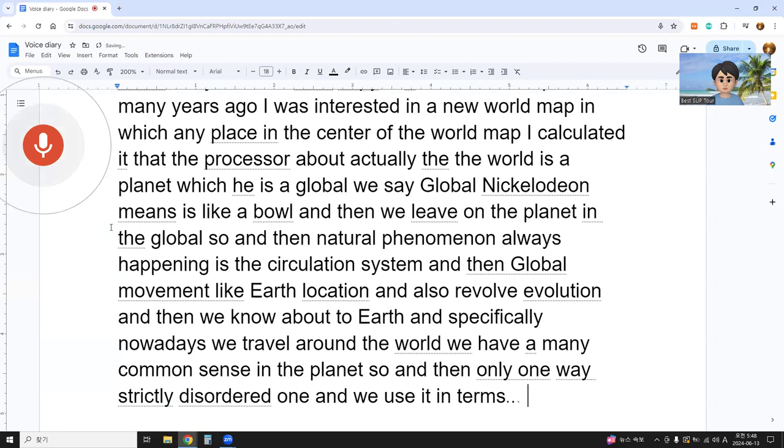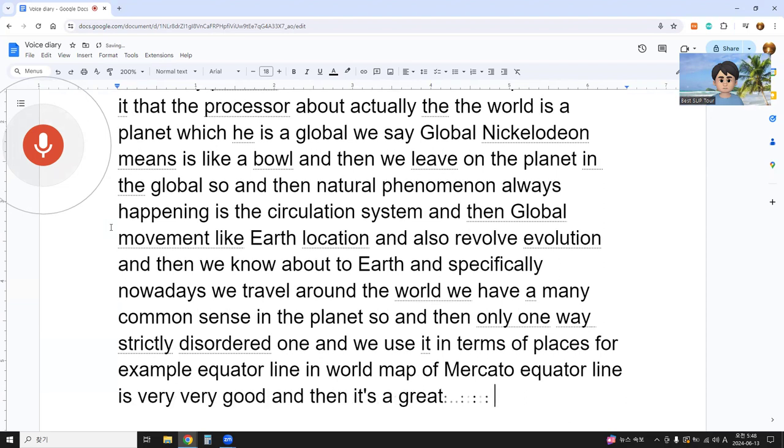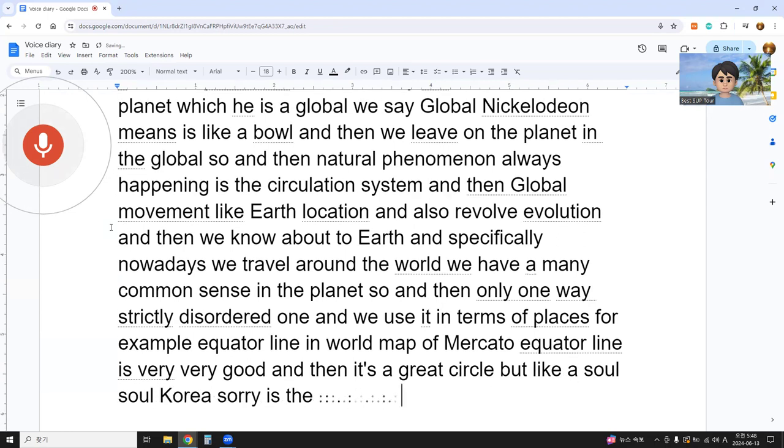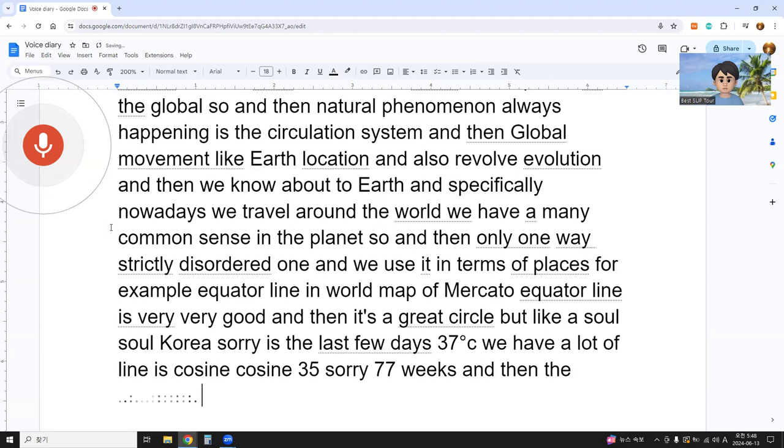In terms of the place, for example, the equator line in the Mercator world map is very, very good, and it's a great circle. But take Seoul, Korea. Seoul's latitude is 37 degrees. It means the latitude line is scaled by cosine 37. What is cosine 37? And then the Earth's land, toward the upper and the lower latitudes, gets expanded.